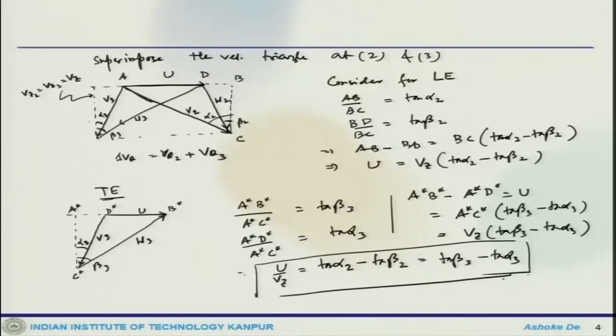So we are looking at the velocity triangle of the axial flow turbine, and what we have already looked at is the leading edge and trailing edge and the velocity components. This is where we stopped, where we get the relationship between the angles alpha, beta at different stages. So this is what we obtained.